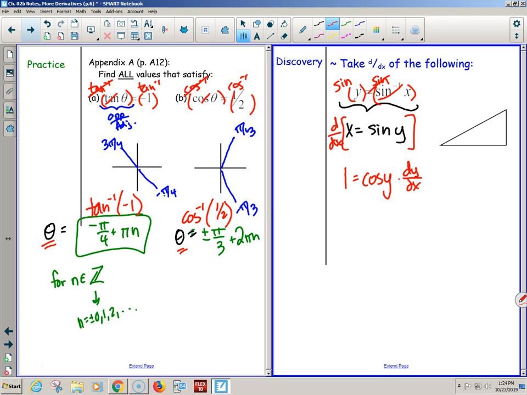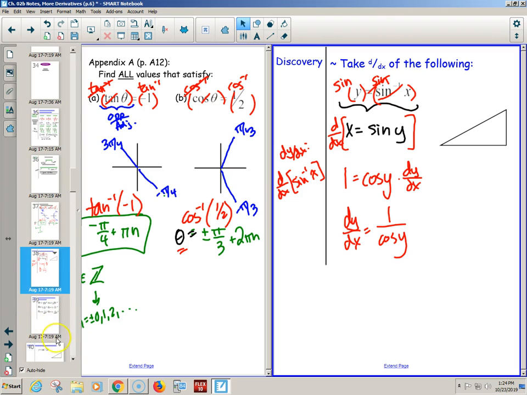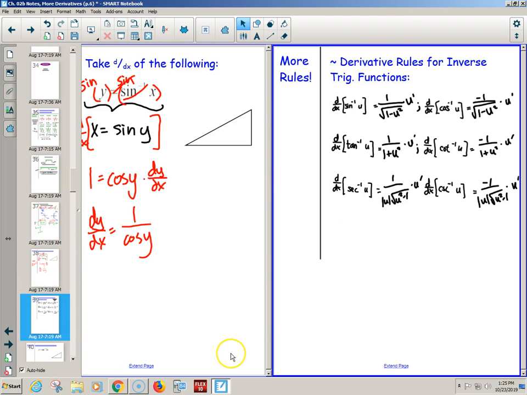Hold on. So for me to find the derivative of sine inverse, all I have to do is find this guy's dy dx, the dy dx of the implicitly defined. Okay, so dy dx is equal to 1 over cosine of y. Wait, do you remember that picture that you took yesterday? Do you remember how every single one of those derivatives did not contain any trigonometry at all?